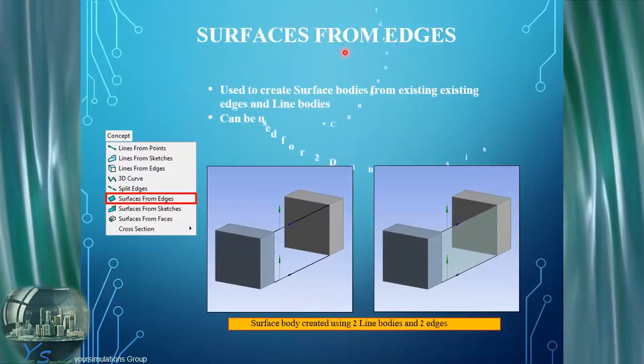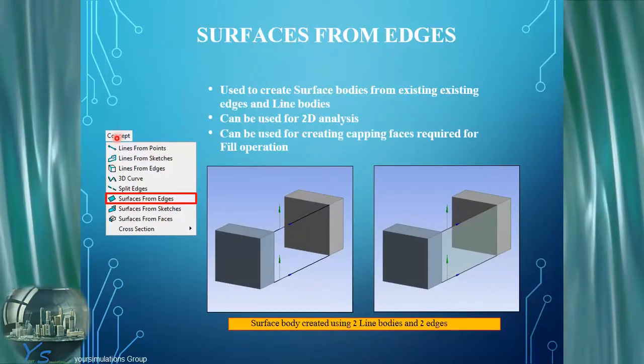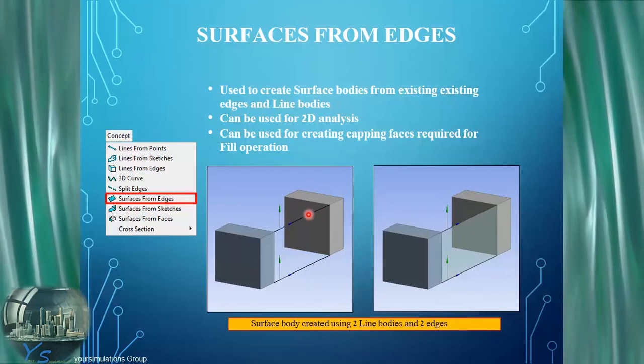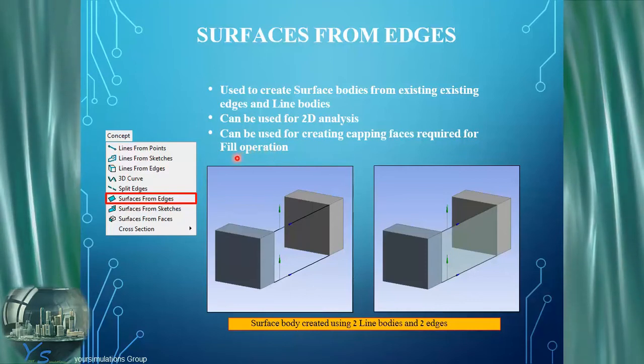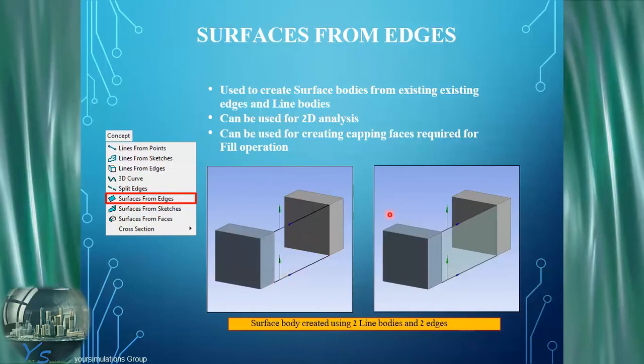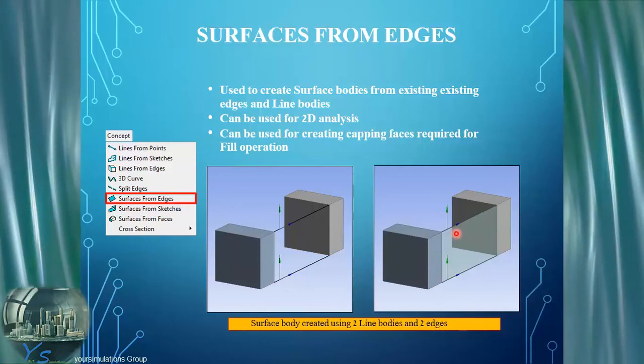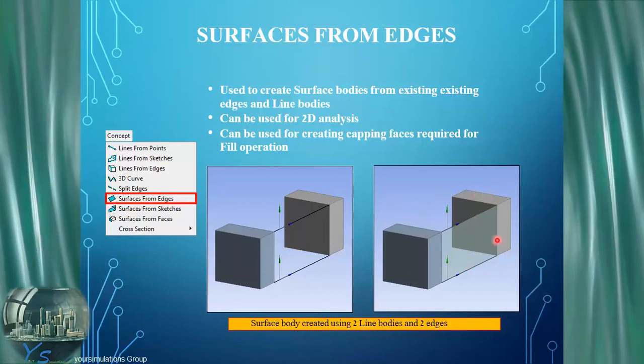We can also create surfaces from edges as well by selecting the edges. So we choose concept surfaces from edges, and we select the edges and line bodies needed in order to define that surface body. Again, it can be useful for 2D analysis, and can be used for creating capping faces required for a fill operation as well, which we'll move on to. But here we can see the 2 edges that have been selected in order to create the surface body, and so here we have 2 solid bodies and a surface body remaining. And the surface body has been created from these 2 line bodies. We could then, of course, suppress everything apart from this surface body in order to perform the 2D analysis.